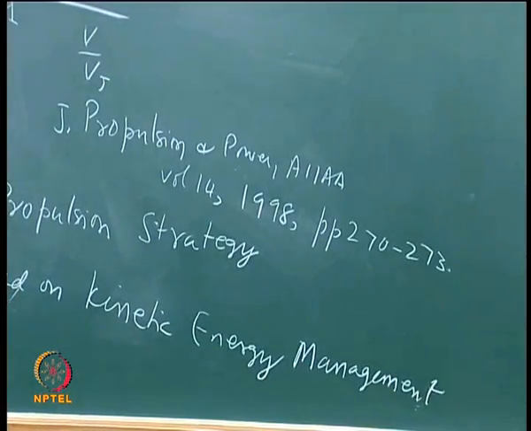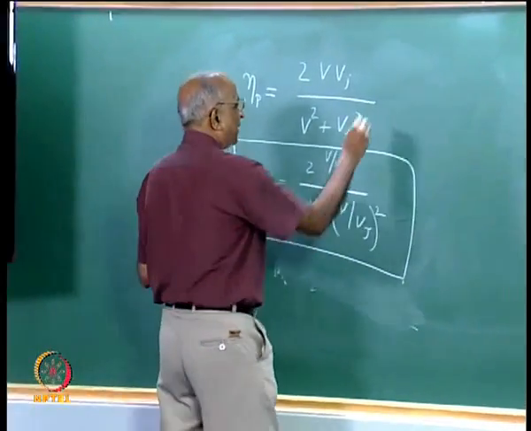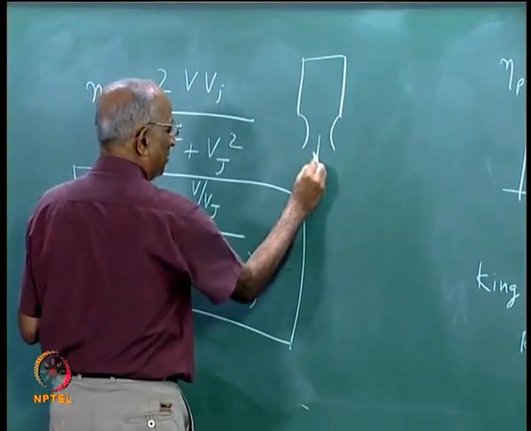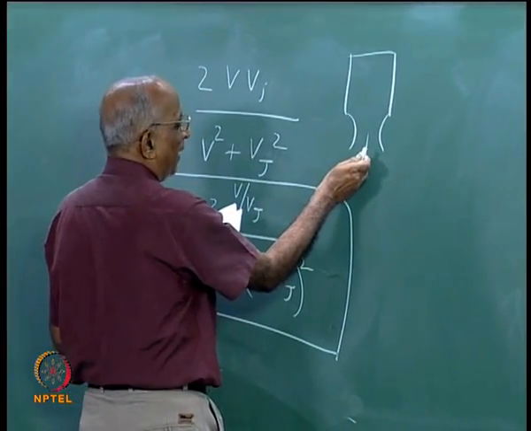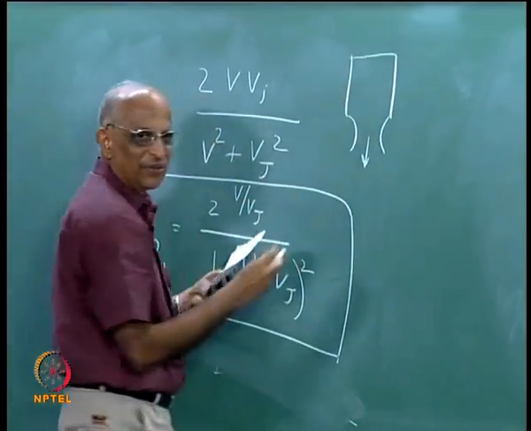We know it is not possible, but still what does he try to do? Can you somehow get something to do with Vj and try to see whether you can get a better propulsive efficiency.